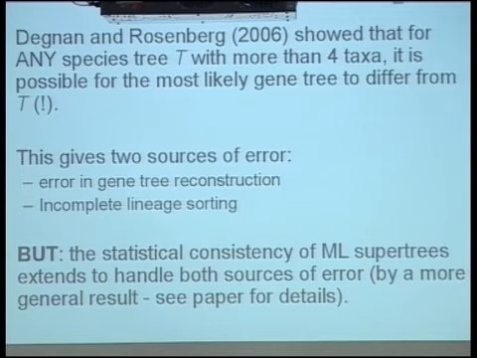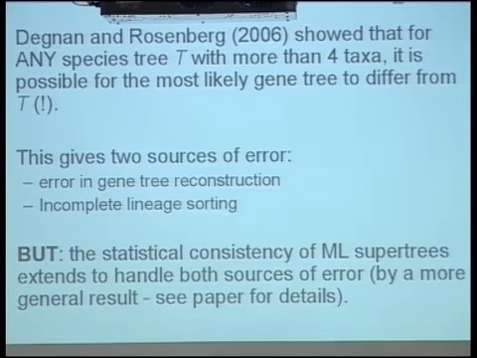Now, why would I get it wrong? Well, I'd get it wrong, first of all, possibly because of gene reconstruction, but even putting that aside, even if we had a very good method perfectly reconstructing the gene trees, incomplete lineage sorting is still going to present a problem. In other words, I can have lineages sorting differently than what one would expect with the species tree. But Mike has been able to show that the statistical consistency of ML supertrees extends to handle this as well.